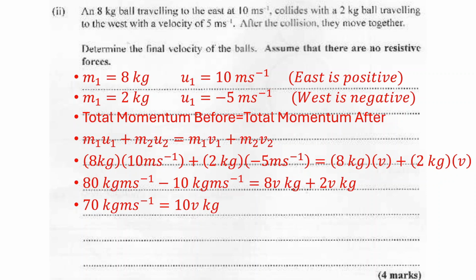Then to find V, I'll transpose and divide by 10 kilograms. 70 divided by 10 is 7. Kilograms cancel out. I'm left with the units of meters per second. So the final velocity that they move off together with is 7 meters per second. Notice that it is a positive, so that means that it is to the east. That's the final velocity.